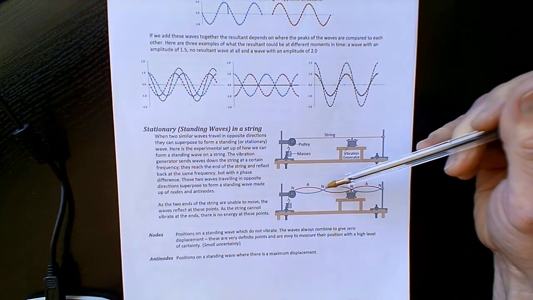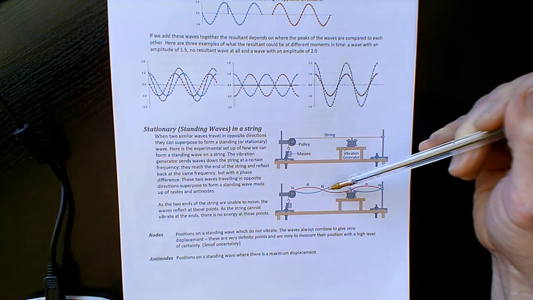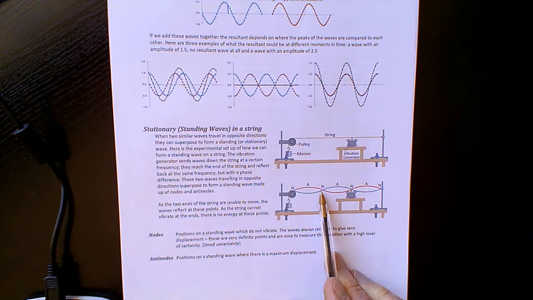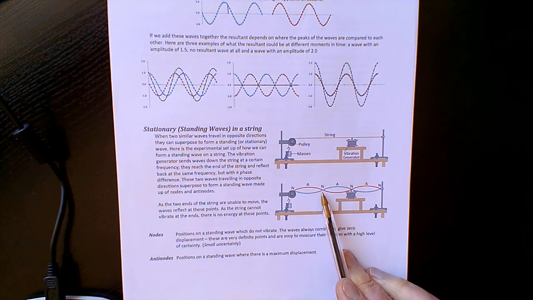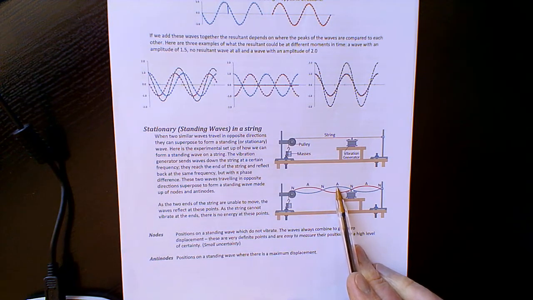Those points where they add up to 0 are what we call a node. That's where you've got no vibration at all, there's no energy, and they are very clear points to see, so it's very easy to measure those positions. And then in between, the waves just get higher and higher, reaching a maximum point called the antinode.